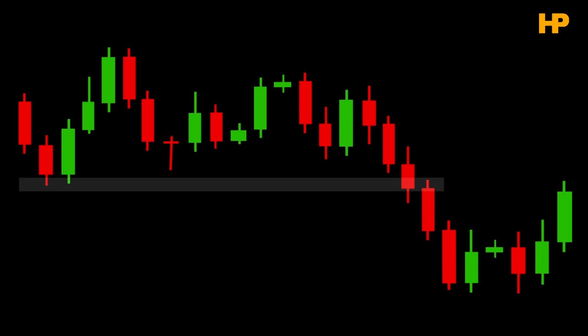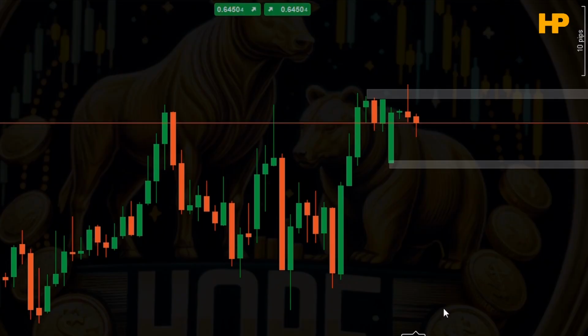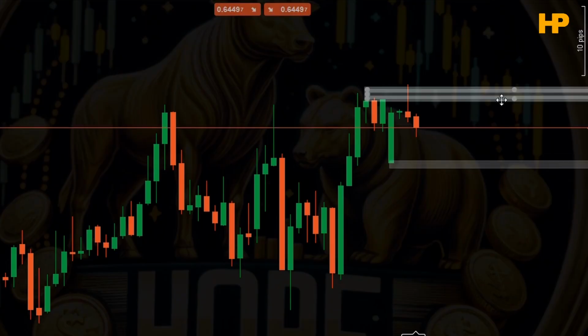The process follows 4 steps: base, expansion, retracement, and continuation. We focus on entering during the continuation phase to ride the institutional wave safely. Let's keep going and see how to spot these zones on your charts.